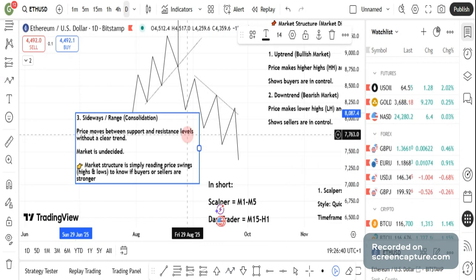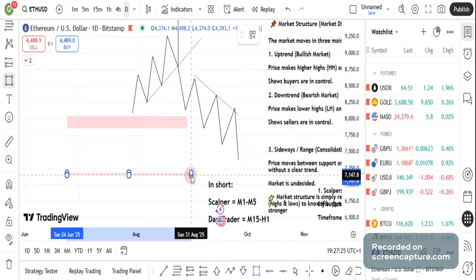All right, so now let me draw. Market structure is simply reading price swing highs and lows to know if buyers or sellers are stronger. Let me draw how the diagram used to be. But first, we have to draw what we mean by a zone. They call it the resistance zone and the support zone. This one is our resistance zone. Let us draw our second zone. And this one here will be our support zone. The down one is the support zone.